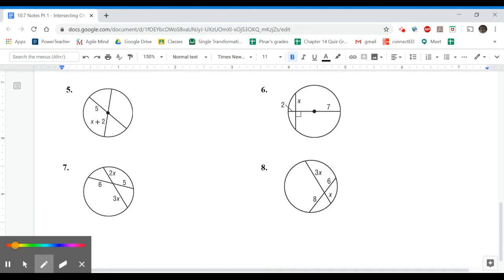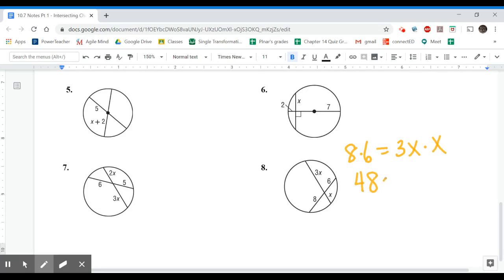And finally, number 8, I have 8 times 6 is equal to 3x times x. So that's 48 is equal to 3x squared. Divide each side by 3. So x squared is equal to 16. Therefore, oh, this is an easy one. x is equal to 4.